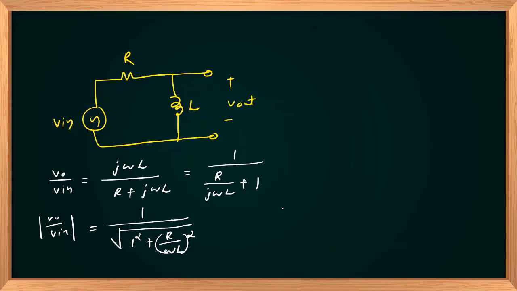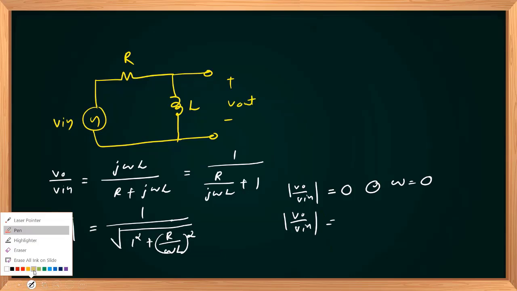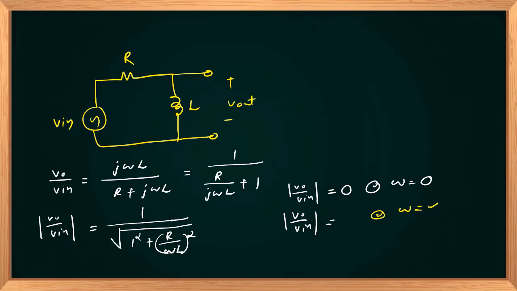And the magnitude of voltage gain is equal to 0 at omega equal to 0, because 1 over 0 will be infinity. So 1 over infinity will be 0. And the magnitude of voltage gain, V out upon V in, at omega equal to infinity: R upon infinity will be 0. So the second term inside the square root will be 0. So voltage gain is maximum, that's equal to 1 at omega equal to infinity.